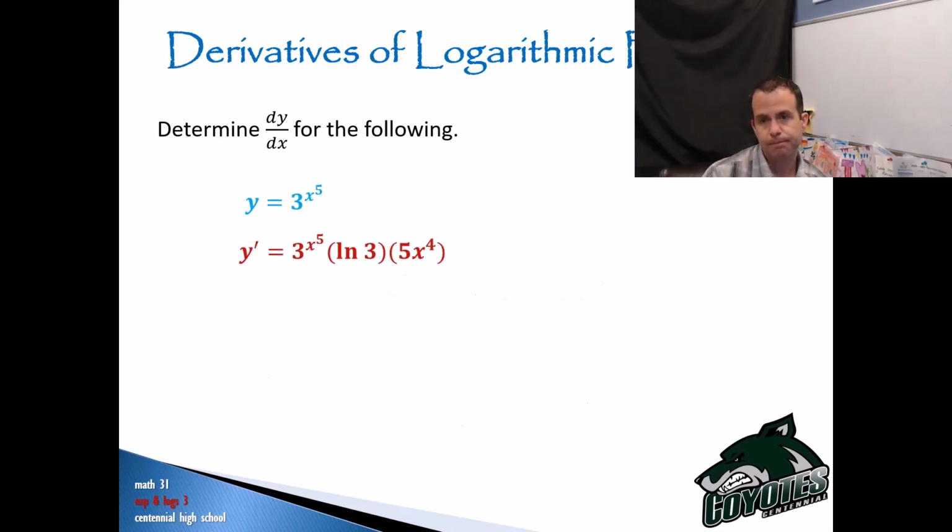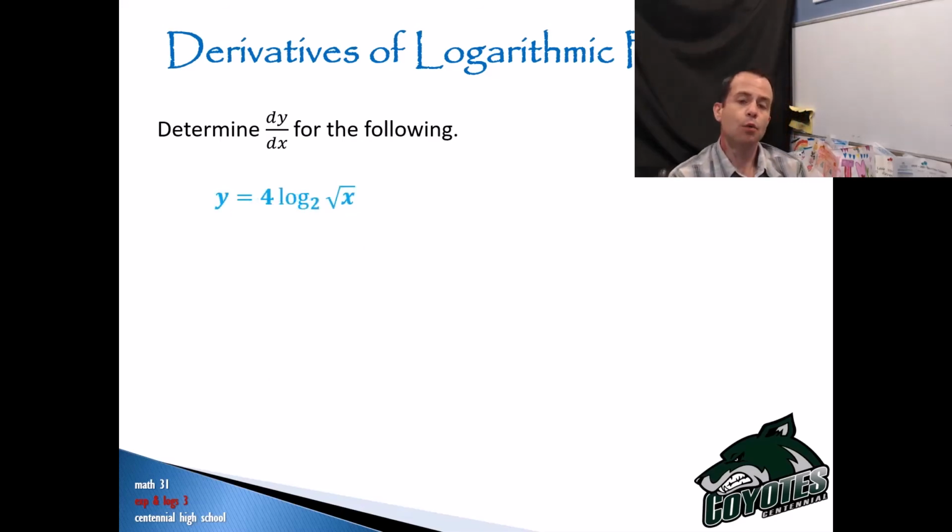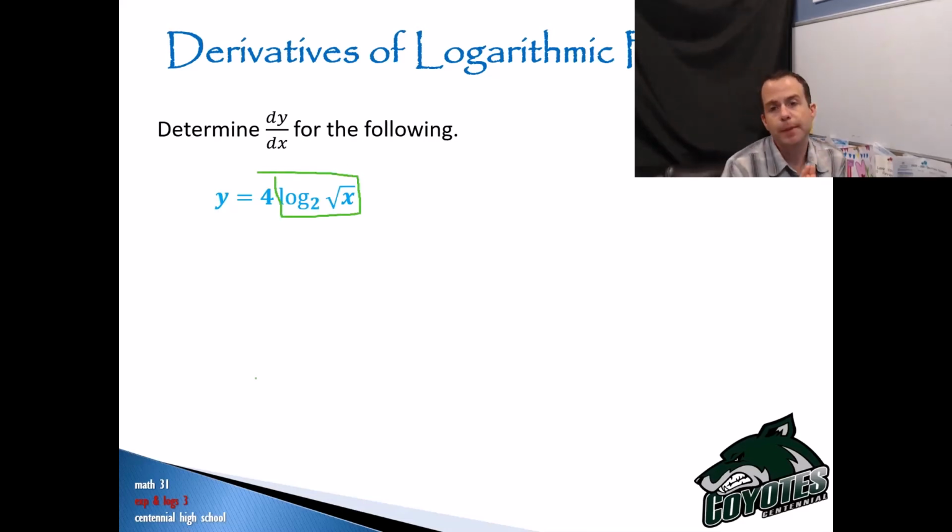Okay. Awesome. Okay. Y equals 4 log base 2 of the root of x. Okay, so we've got log base 2 of the root of x. So the derivative of log base 2 of the root of x would be 1 over root of x ln 2.